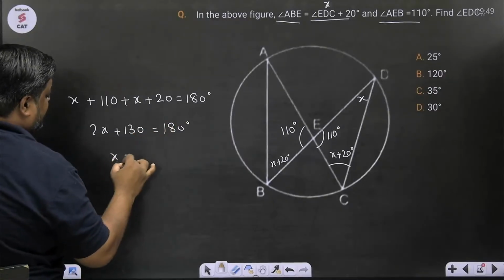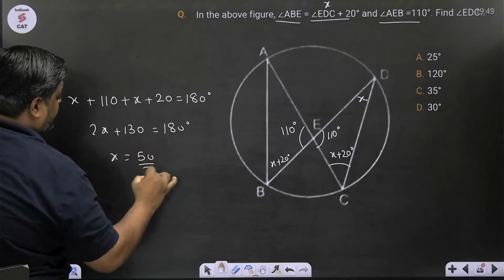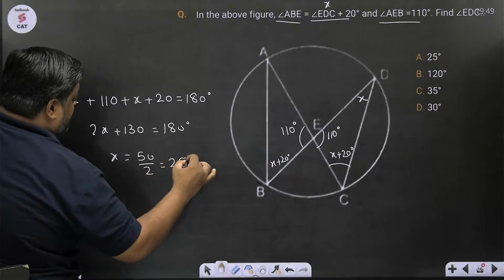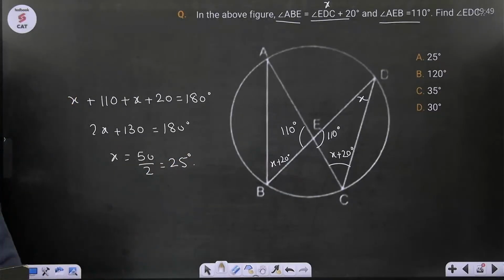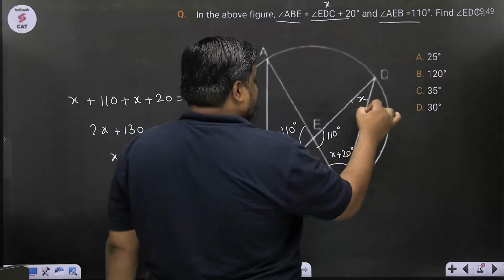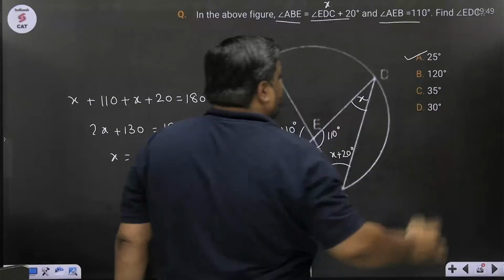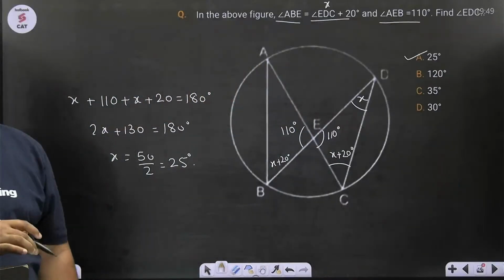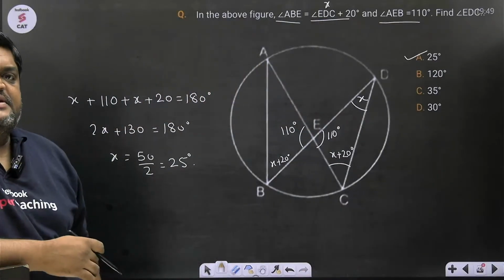X मिल गया आपको. 50 by 2, 25 degrees. X is 25 degrees. EDC is x and that is 25 degrees. Right answer to this question.